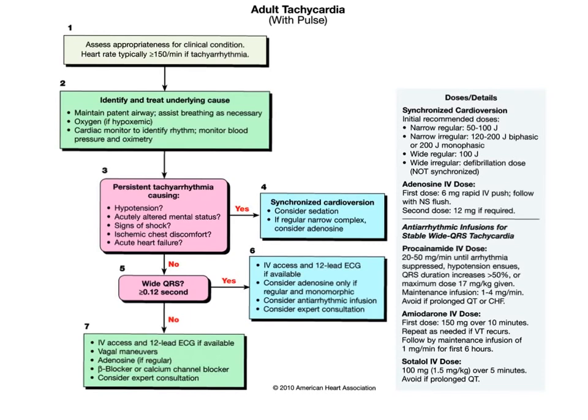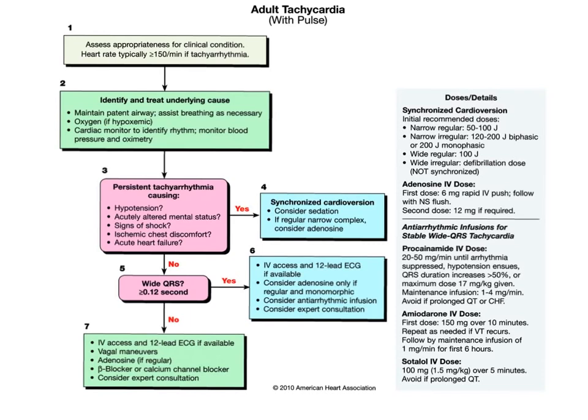We're looking again for hypotension, acutely altered mental status, some signs of shock. Is the chest pain apparently ischemic? Are they in acute heart failure? If that's the case, we're going to need to head down the cardioversion road, and that we're allowed to consider adenosine as long as this very symptomatic tachydysrhythmia has a narrow complex and is a regular rhythm.